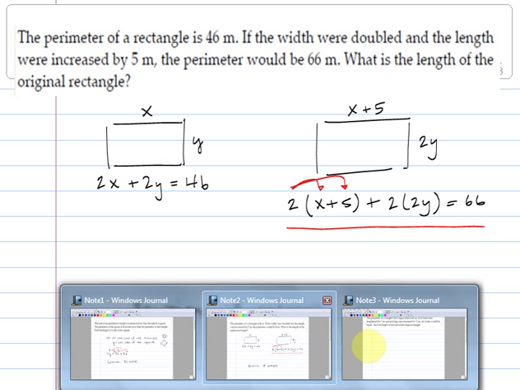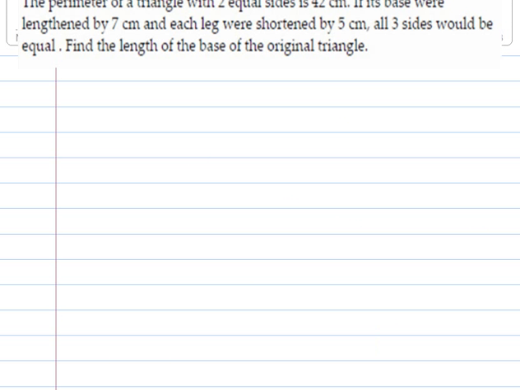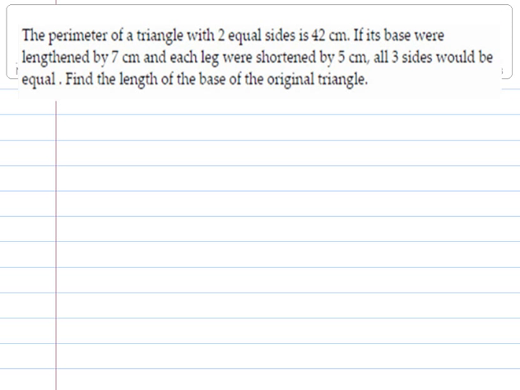And let's go ahead and look at a third problem. Okay, this third problem reads, the perimeter of a triangle with 2 equal sides is 42 centimeters. If the base were lengthened by 7 centimeters and each leg were shortened by 5 centimeters, all 3 sides would be equal. Find the length of the base of the original triangle. So let's go ahead and start by drawing a triangle. And we're told that this triangle has 2 equal sides, and the third side measures a length that's different than those 2 sides. Other than that, though, we don't know anything about the sides of this triangle.